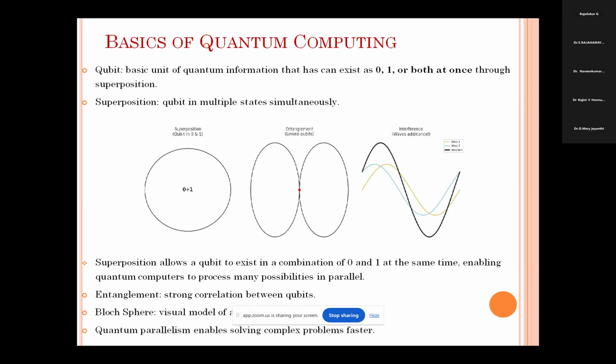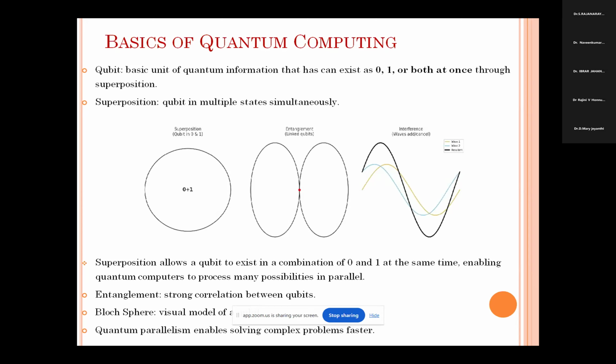Basics of quantum computing. Let us look into this. A qubit is the basic unit of quantum information that can exist as 0, 1 or both at once through superposition. We have already seen bits, where only zeros or ones can be used in classical computing. But here we use 0, 1 or both at once through superposition. So these are the things that happen in a qubit.